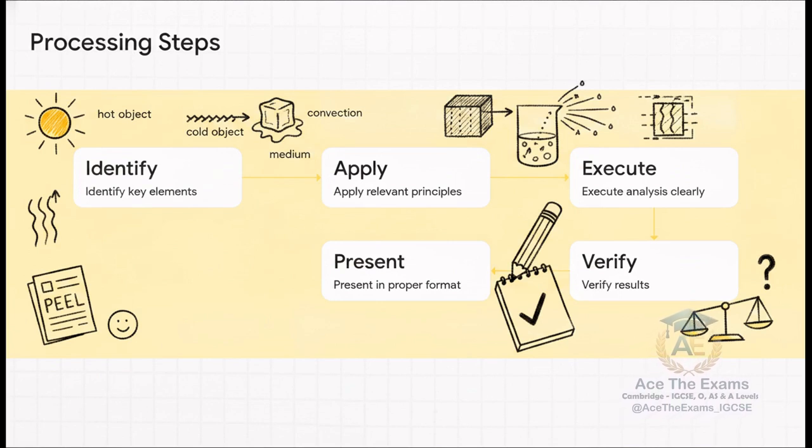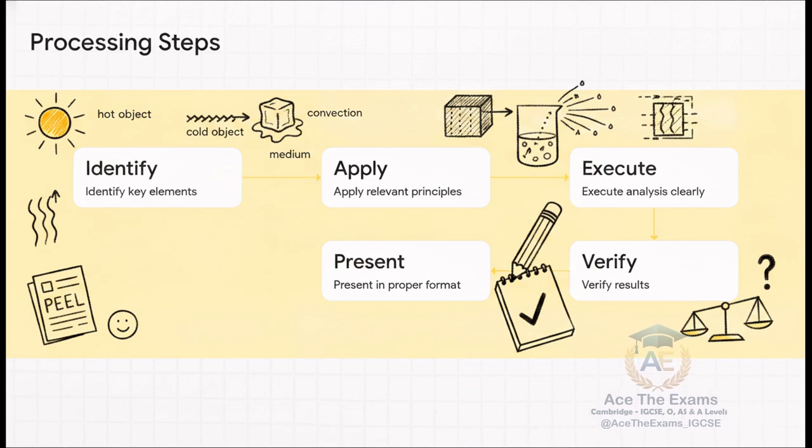So let's run an interactive workshop right now, using this 5-step procedural framework. This is Challenge 1, the data scan. I want you to imagine a complex physics data table right in front of you. You've got 60 seconds on the clock. Step 1 is identifying the key elements. You scan it. What's the hot object? What's the cold object? What's the medium transferring the energy?